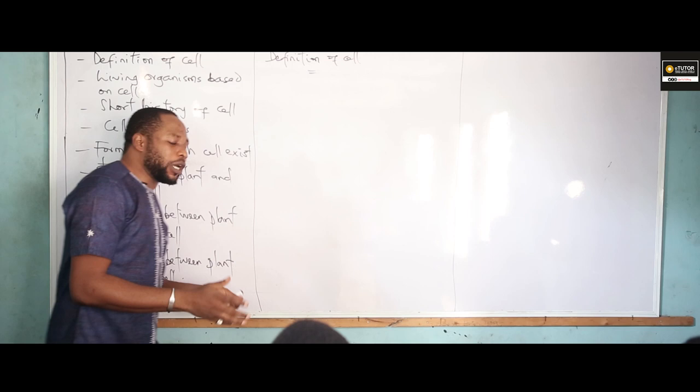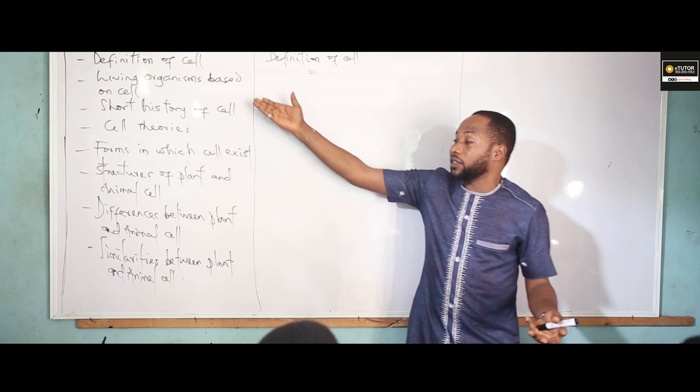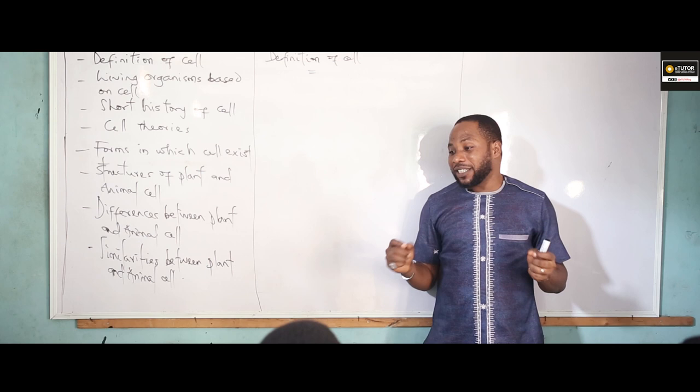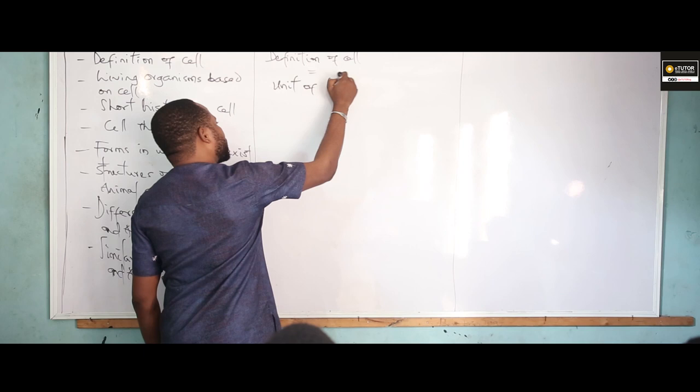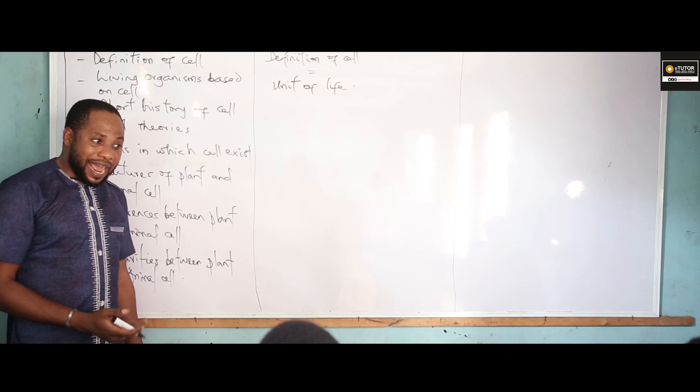All living organisms are made up of what? Cells. The component of living organisms are cells. That's the reason why a cell is referred to as a unit, or basic structural and functional unit of life. So we say a cell is a unit of life, or it can also be defined as the basic structural and functional unit of life. Which means that all living organisms are composed of cells, or they are made up of cells.